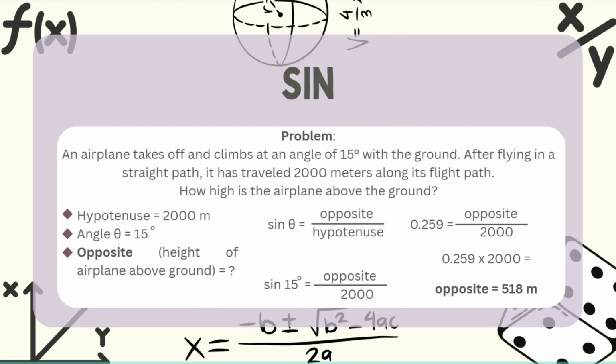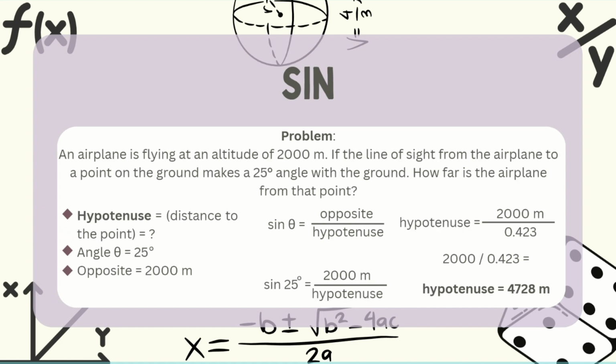Second problem. An airplane takes off and climbs at an angle of 15 degrees to the ground. After flying in a straight path, it has traveled 2,000 meters along its flight path. How high is the airplane above the ground? The given hypotenuse is 2,000 meters and the given angle, or theta, is 15 degrees. Using the same formula again, sin 15 degrees is 0.259, so 0.259 equals opposite over 2,000. Then 0.259 times 2,000 equals 518 meters, which is the opposite.